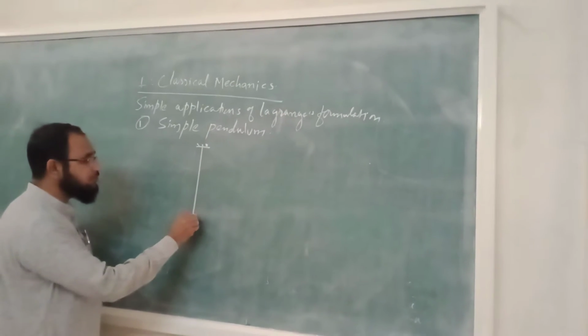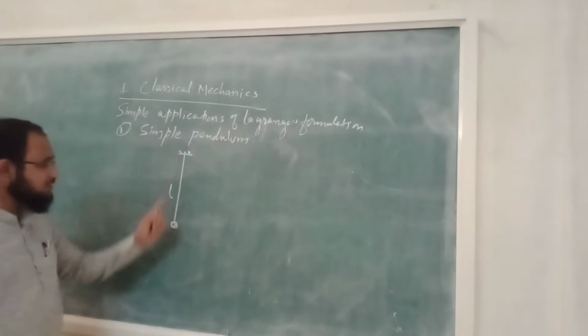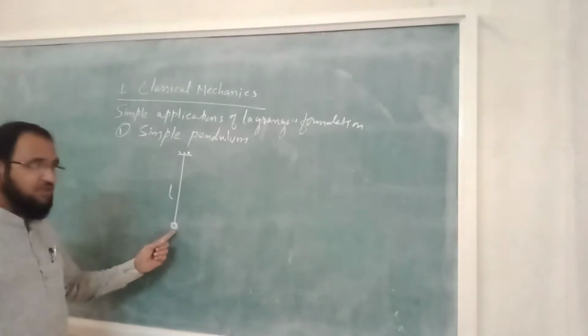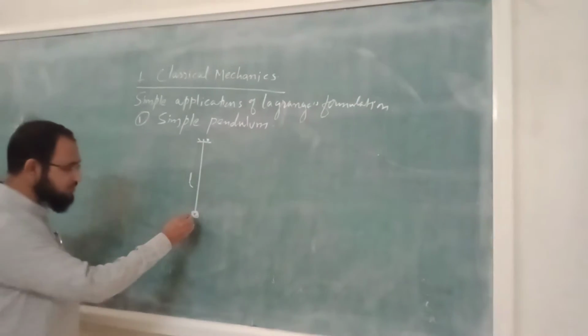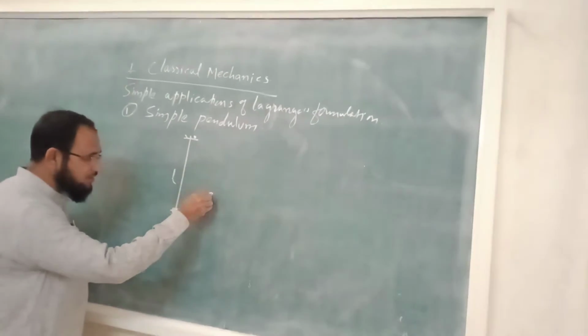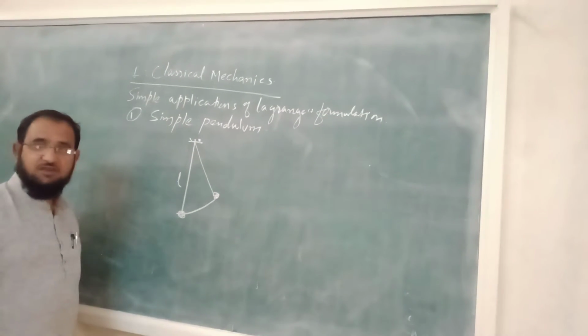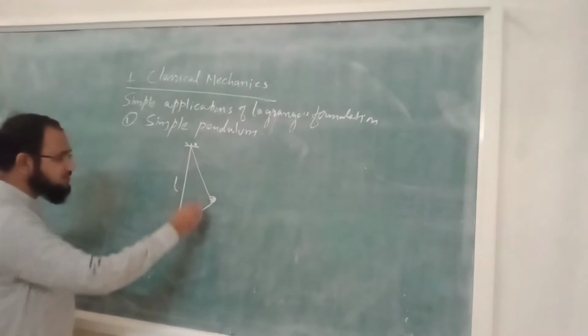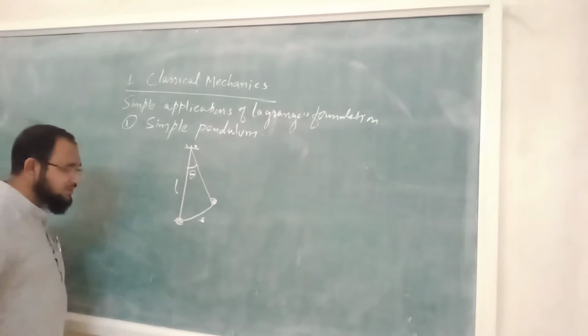We all know that the simple pendulum means there is one bob, and this bob is attached to a rigid support. The length of the string tied to the bob is L. When this bob gets displaced from the original position, it will oscillate about the mean position. So let us consider that this bob gets displaced through some distance s and through some angle theta.